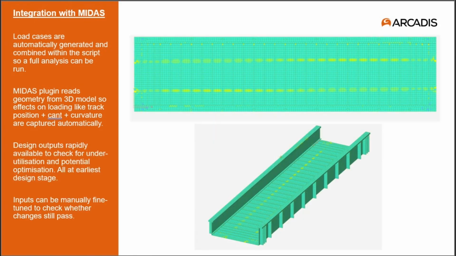Now, MIDAS have developed their plugin to have a two-way connection with Grasshopper, so that also means that once the analysis is run, the results can be fed directly back into our tool to highlight areas for potential optimization. The inputs to the tool can also be manually fine-tuned so that we can then rapidly check whether optimizing certain sections will still produce a passing design with acceptable utilization.